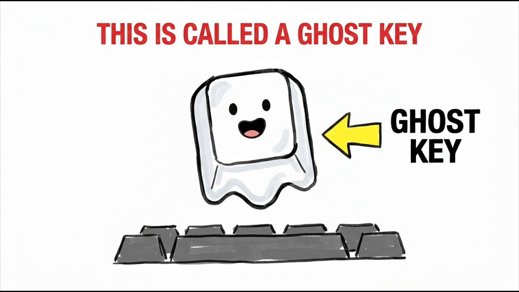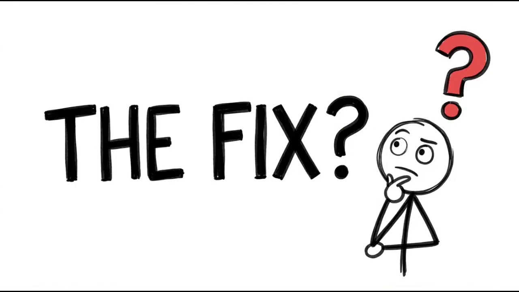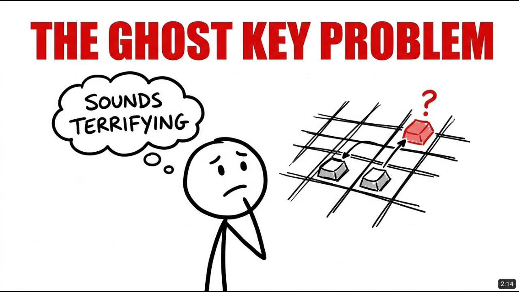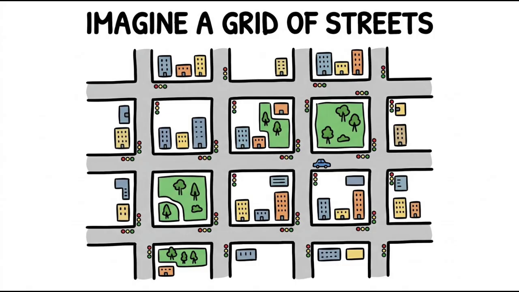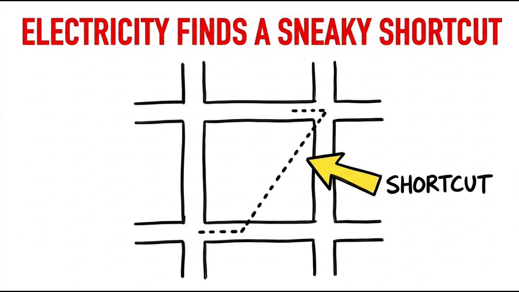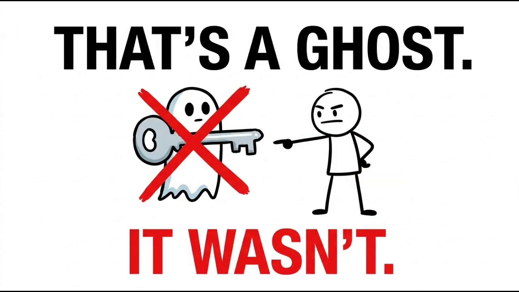One you never touched. This is called a ghost key. It is completely real. And the fix? A tiny one-way electrical valve called a diode. The ghost key problem sounds terrifying. Let's explain it simply. Imagine a grid of streets. Every intersection has a traffic light. Press 3 corners of a square at the same time. Electricity finds a sneaky shortcut through the 4th corner. Your keyboard thinks that 4th key was pressed. It wasn't. That's a ghost.